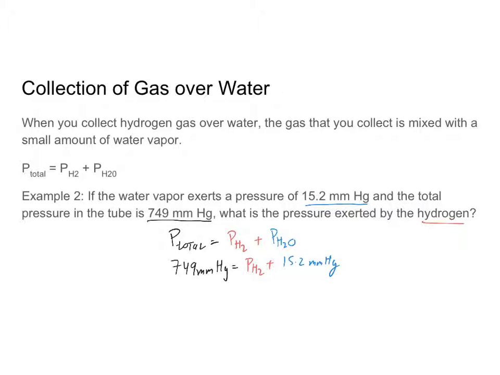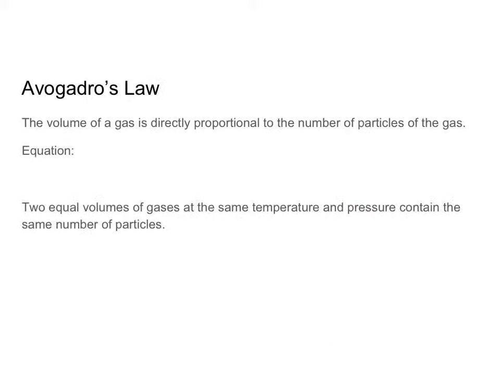So we do some very simple subtraction, and we get a value of, let's see, 749 minus 15.2, and we get something like 733.88 millimeters of mercury. Then, because 749 has no decimal places and 15.2 has one, it ends up being something like 734 millimeters of mercury with sig figs and all that fun stuff. So that's not too bad.